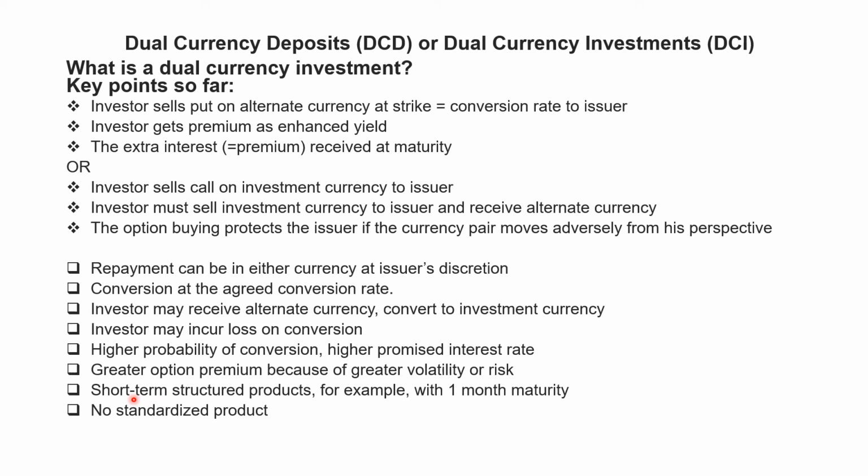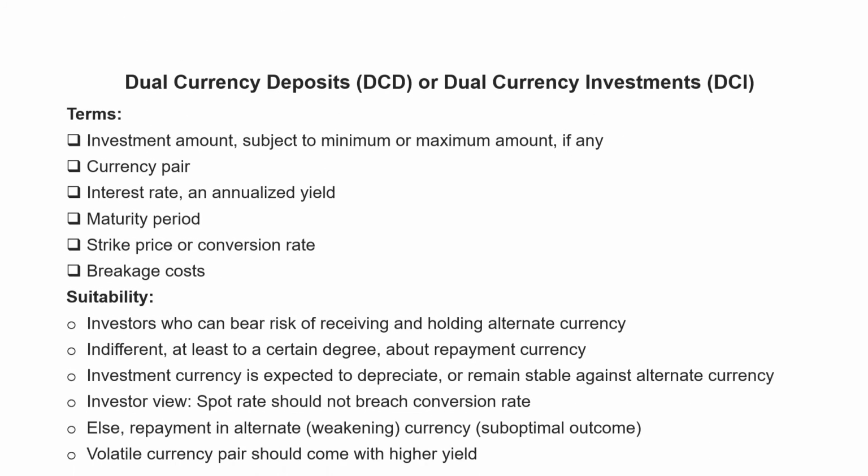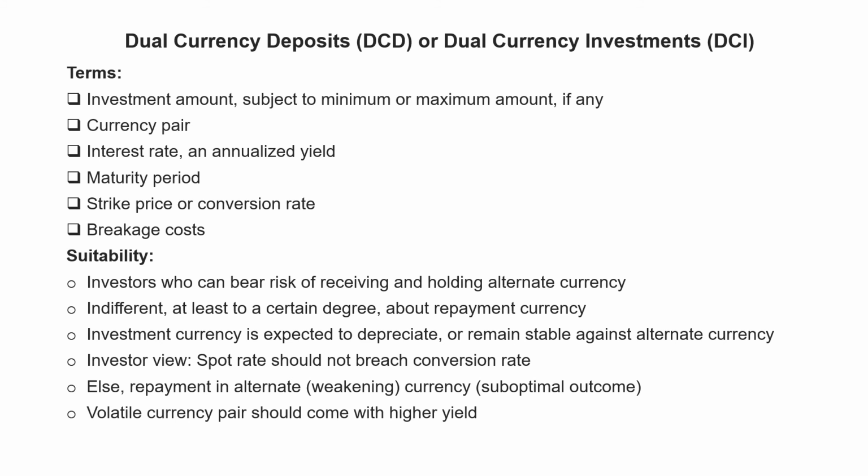Note that DCDs are short-term structured products, for example, with a maturity of 1 month. Since it is a structured product, there are no fixed terms of DCIs or DCDs, although they have similar features. Note that some DCDs may pay the principal in the alternate currency, but pay the interest in the investment currency if the conversion price level is breached. We can have many variations like this.